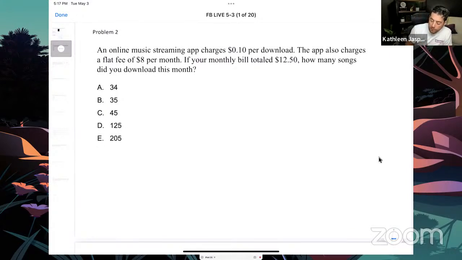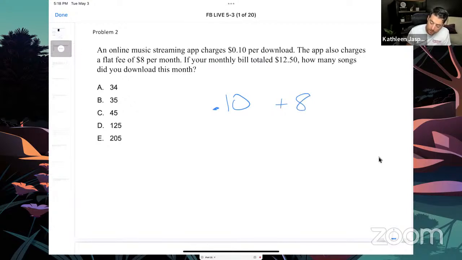So as you read this, I kind of want you to put it together. So I've got 10 cents per download. Okay, what am I going to do with that 10 cents? So I know I've got 10 cents somewhere, and it says per download. The app also charges a flat fee of $8 per month. Well, I've got a plus 8 somewhere here.